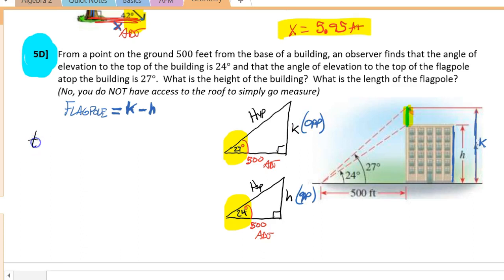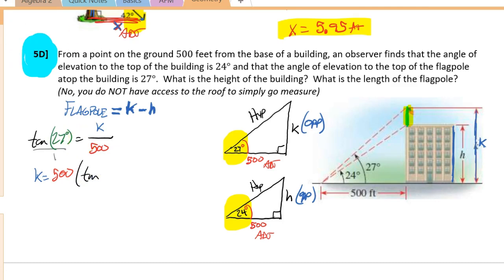Substituting in our known values, we have the tangent of 27 degrees is equal to the opposite side K over 500. Cross multiply, K is 500 times the tangent of 27 degrees, which gives us a value of approximately K is equal to 254.8 feet.